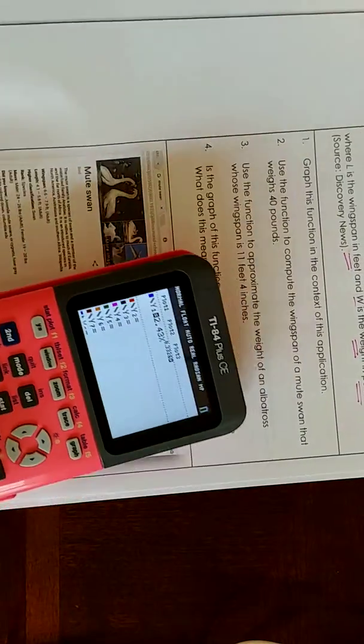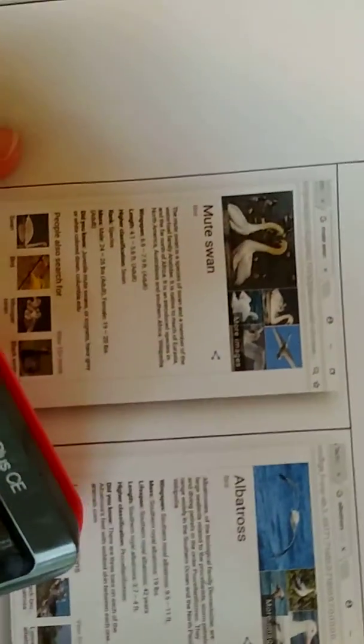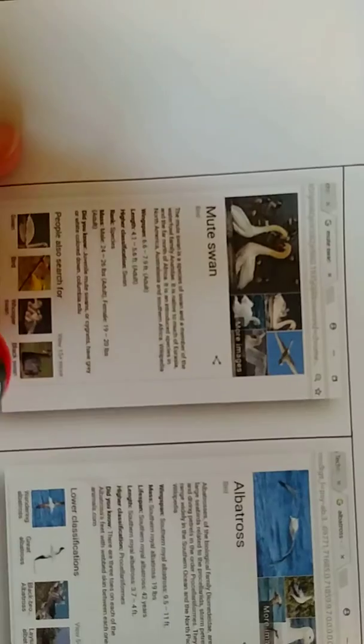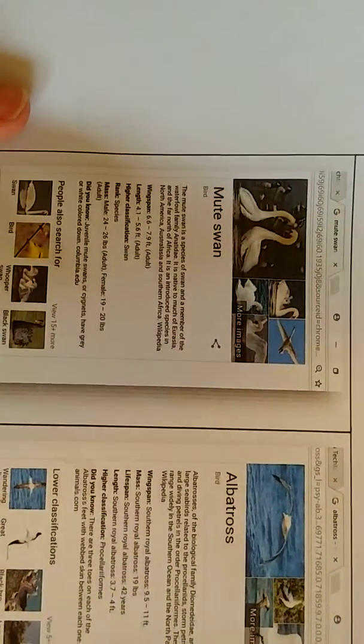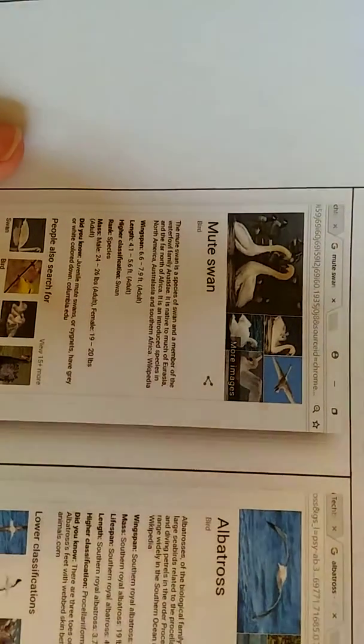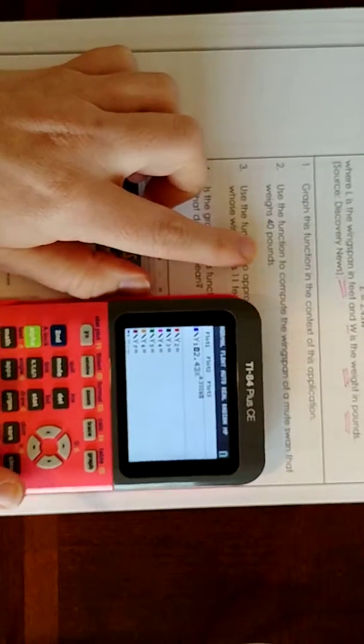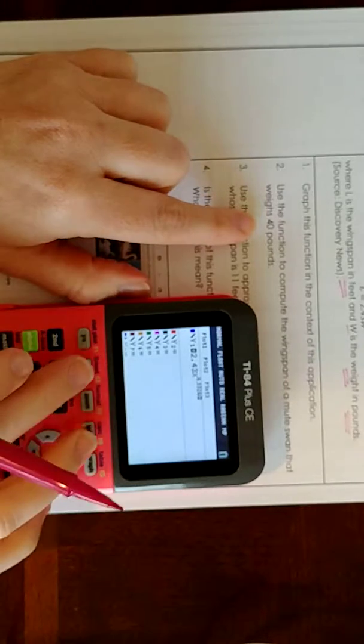So we're going to graph this function in context of this application. So we've got 2.43, our W will be X, to the power of 0.3326. Okay. It says to use this function to compute the wingspan of a mute swan. If you want to read more about the mute swan, I have cut and pasted from the source, the most popular source of anybody who wants to be right, and that is Wikipedia. So read more about the mute swan.